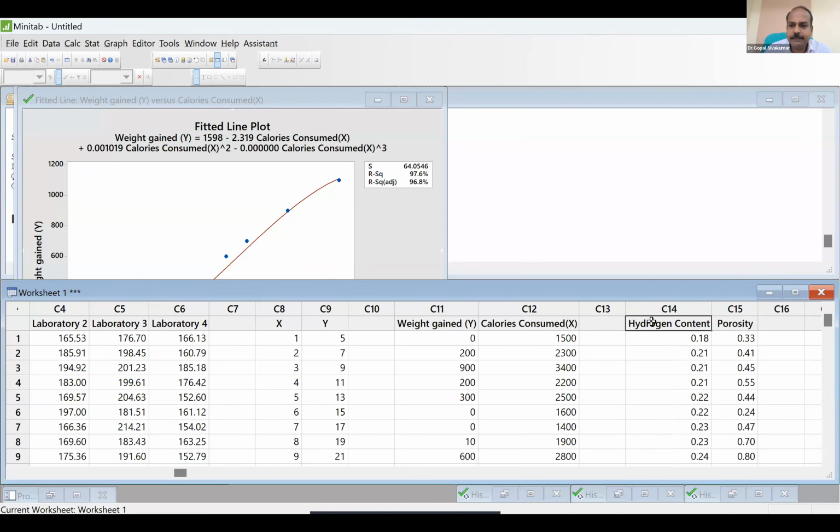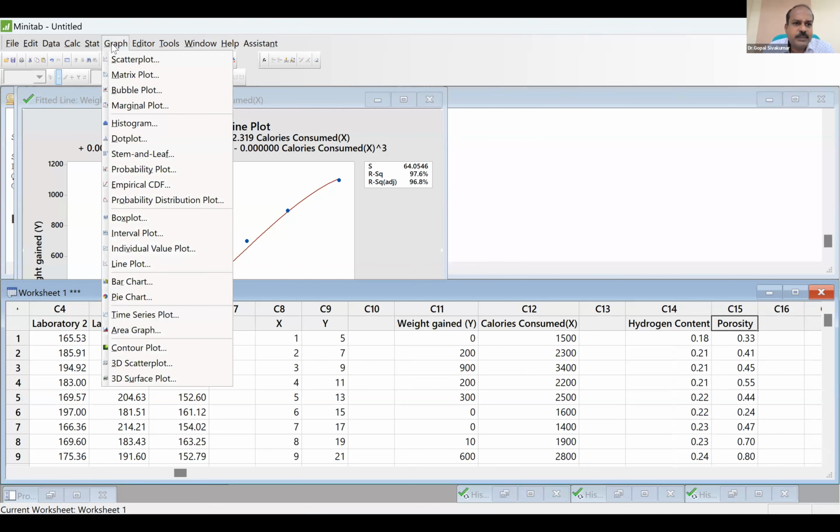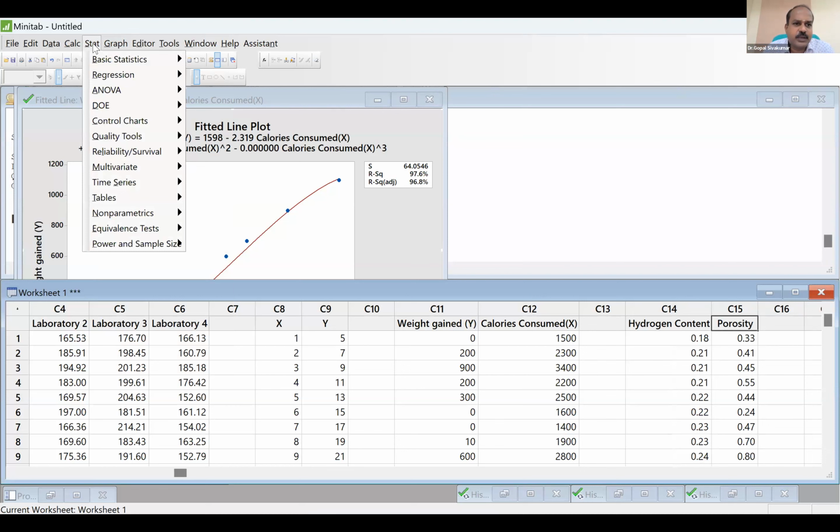What is that data reading? Column 14 is hydrogen content. Column 15 is porosity. All of you, do you know what porosity is? Because normally porosity is a problem that happens in metal casting. Right? There will be some pores inside the casting produced. So now let me go for a regression model straight away.